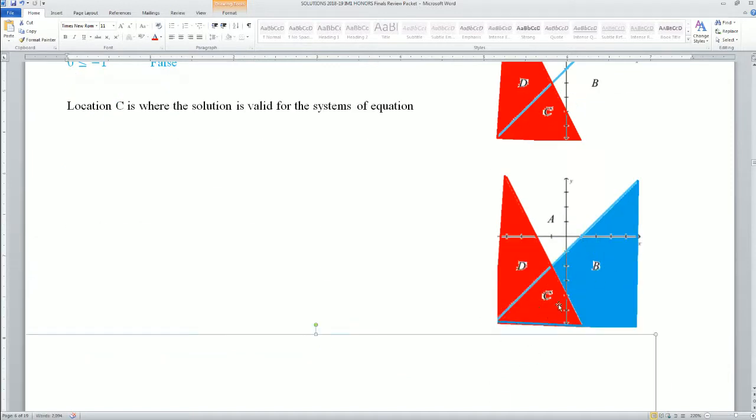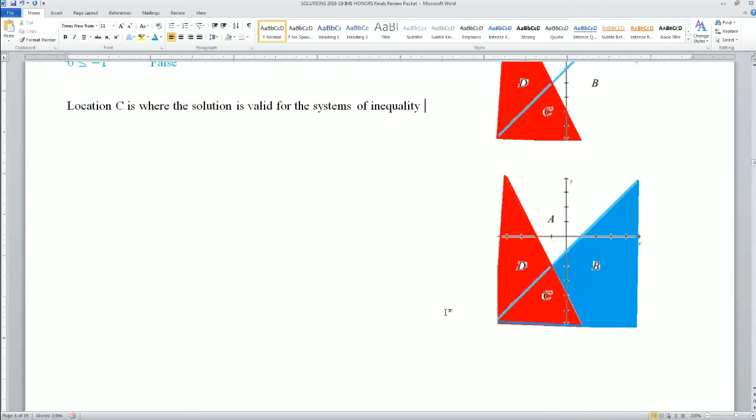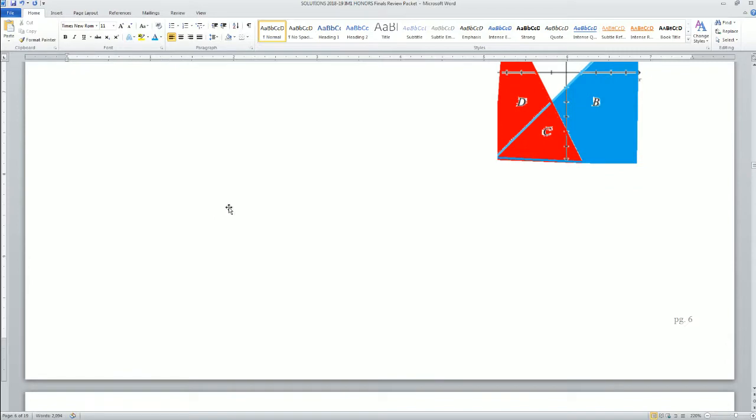So the point where they intersect is the location C, which is the solution that is valid for the system of inequalities. Oh, sorry, not equation. Inequality. Okay, good. Remember, make sure you test (0, 0). Okay, so the region would be C here.